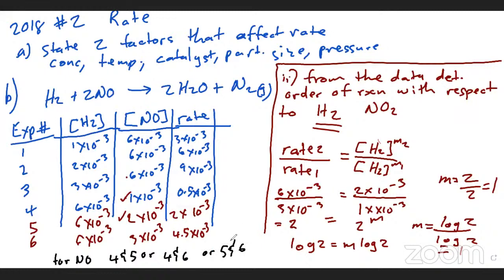Because in 5 and 6, you change it, this kept constant. For 4 and 5, you change this while keeping H2 constant. Right, it is going to be second order. All right, so just like before, it's rate 2 over rate 1.